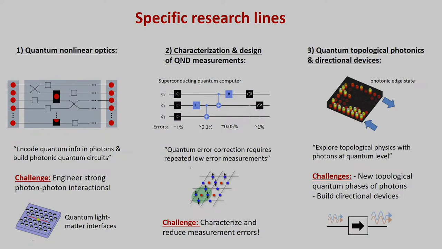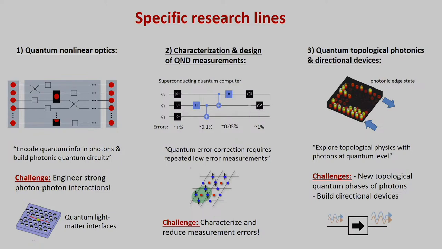And this is what I work on in this line, developing methods to characterize and reduce measurement errors in real superconducting devices. And the third line is about quantum topological photonics and directional devices. And here, the thing is, topological physics is not only restricted to electrons and condensed matter systems, but also applies to photonic systems. For instance, here there is an array of optical cavities that are coupled together, and the light is sent in one port and retrieved in another port, and you can see there is a photonic edge state that circulates in this device and doesn't go to the bulk. And this is because of the topology of the device.